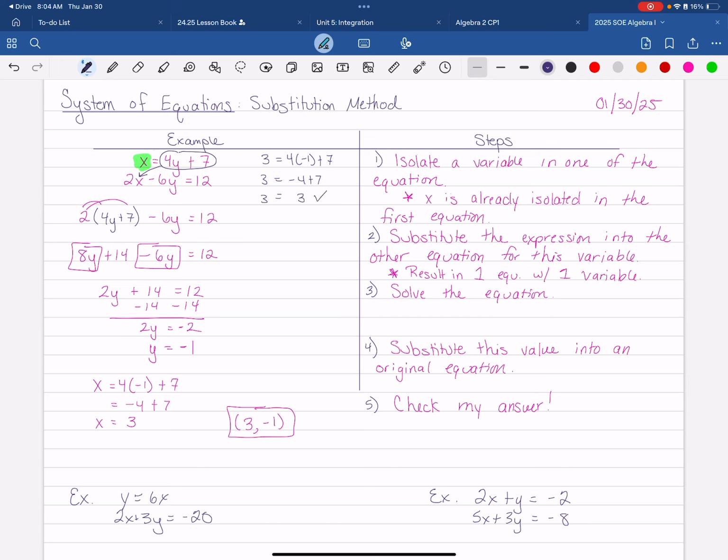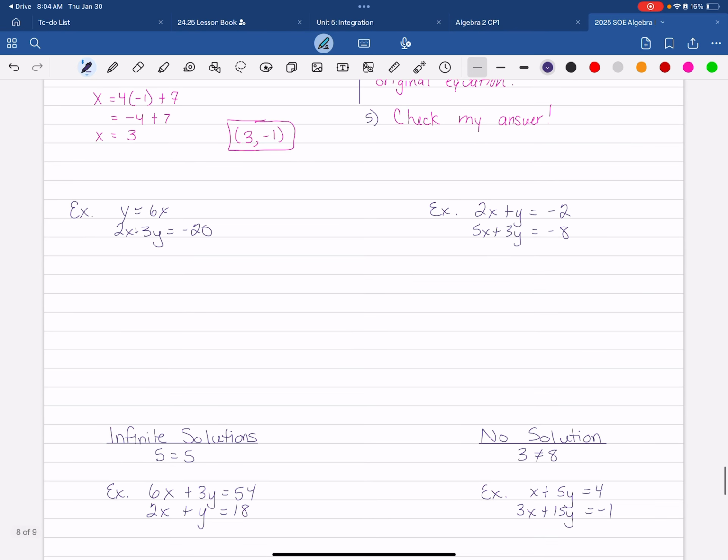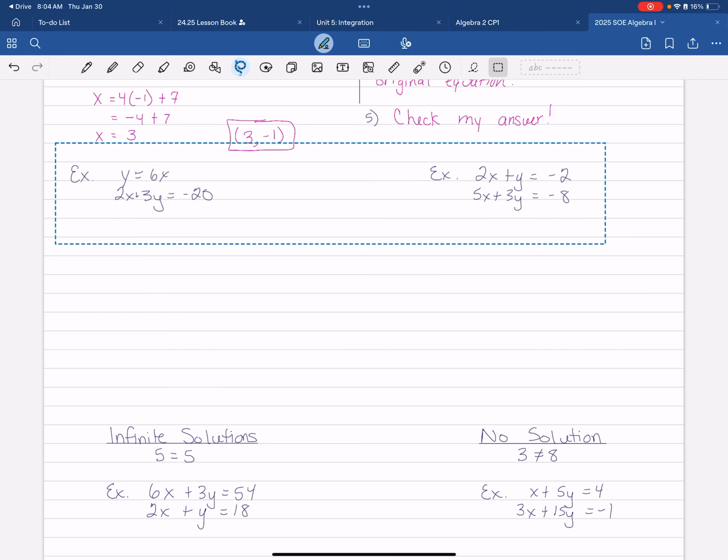If I plug it into the second equation, I have 2 times 3, subtract 6 times negative 1 should equal 12. 6 plus 6 equals 12, so that checks as well. So that is the solution to my equation. All right, now what we're going to do is just do 2 example problems to make sure we're good.